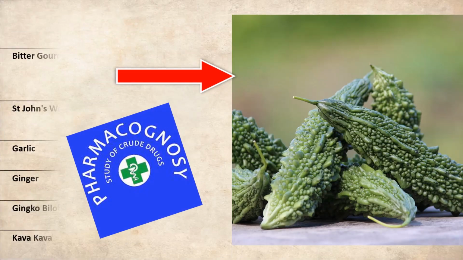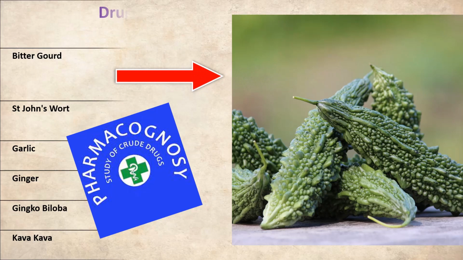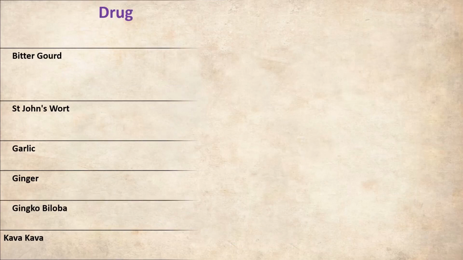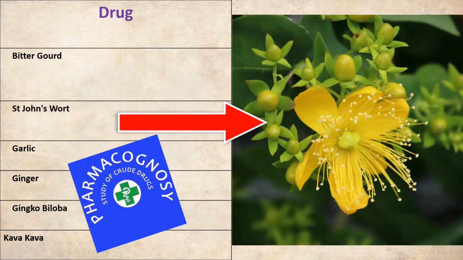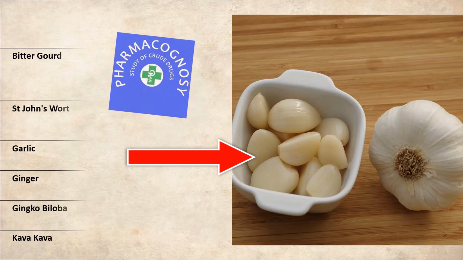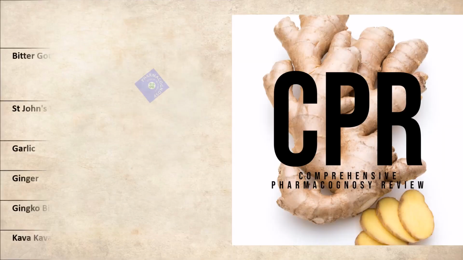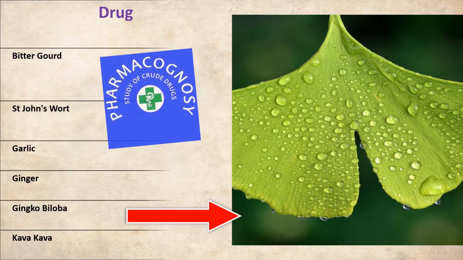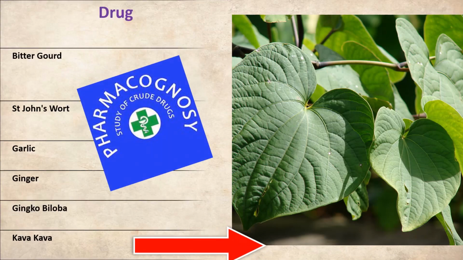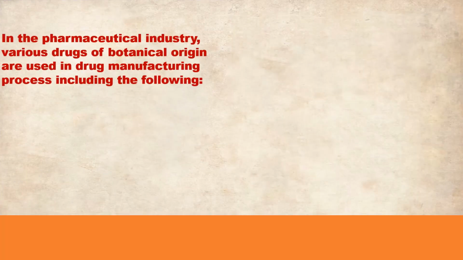Let's observe the images of these common botanical drugs. Now this is bitter gourd, St. John's wort, garlic, ginger, ginkgo biloba, kava.